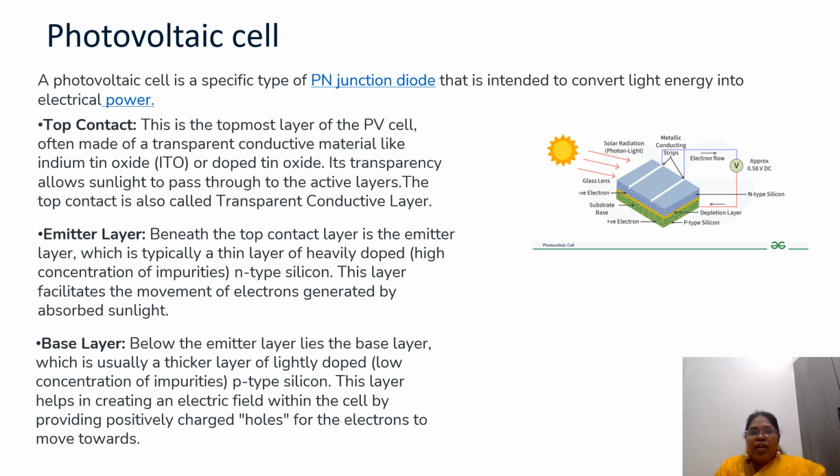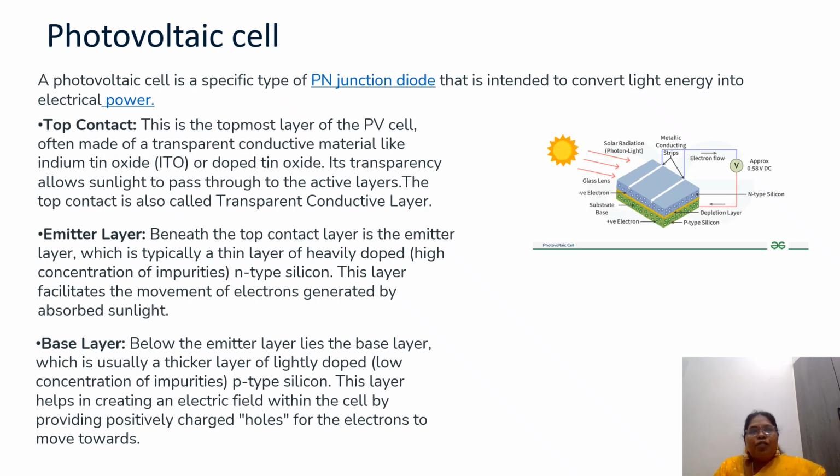Beneath that we have the emitter layer, which is heavily doped N-type silicon. This is used for the movement of the electrons that are generated and absorbed from the sunlight. The third layer is the base layer. It is slightly doped P-type semiconductor, and this layer creates an electric field within the cell by providing positively charged holes, because here you have more electrons and there you have fewer electrons but more holes. So this forms a PN junction diode.